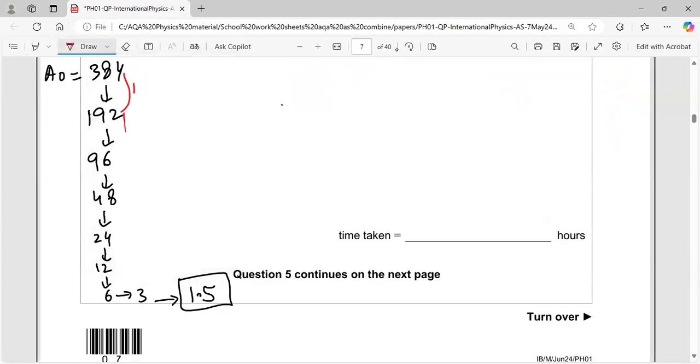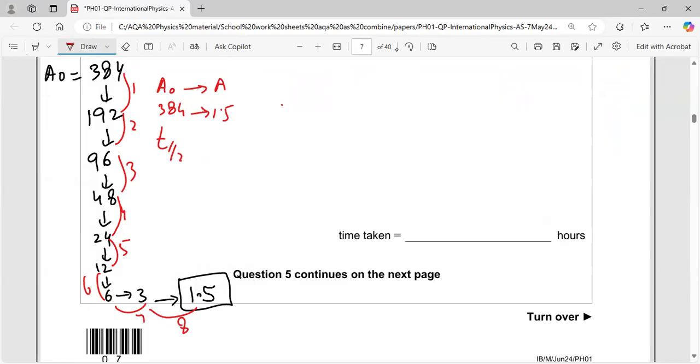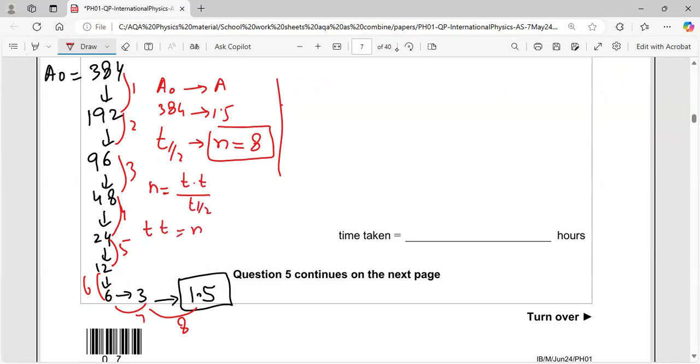So this is the first half-life, second half-life, third, fourth, fifth, sixth, seventh, and eighth. So it means that from A naught to A, or from 384 to 1.5, the total half-lives elapsed, which we write as n, are 8. So 8 half-lives are there. We have a formula: n equals total time over half-life time. So total time is n times 1 half-life. Total half-lives are 8 and the 1 half-life is 6, so this is 48 hours. So this is our answer.